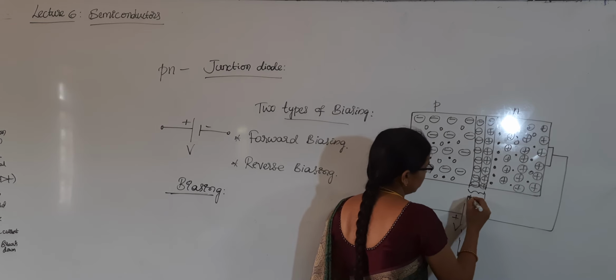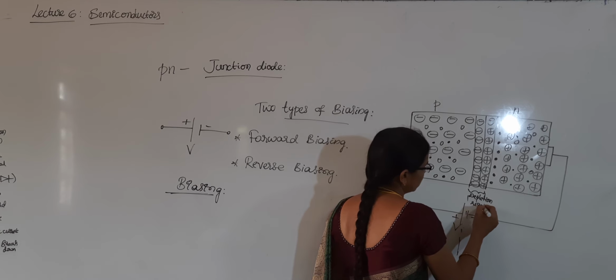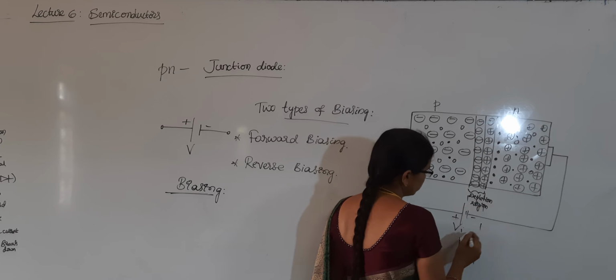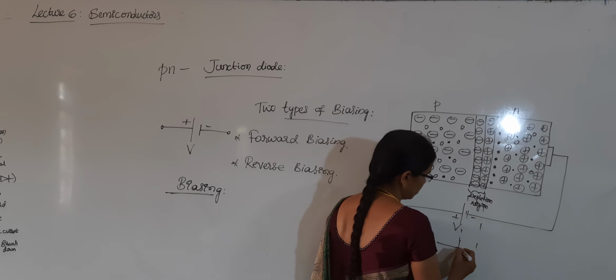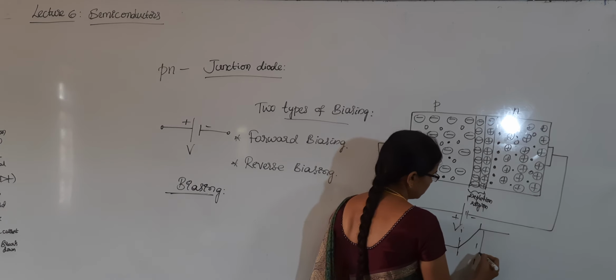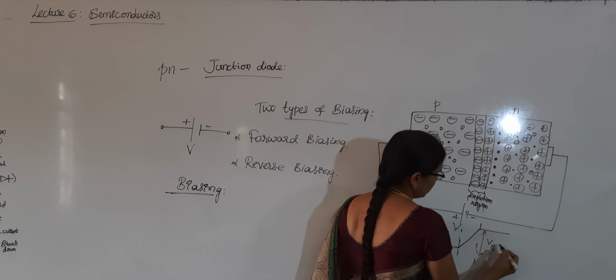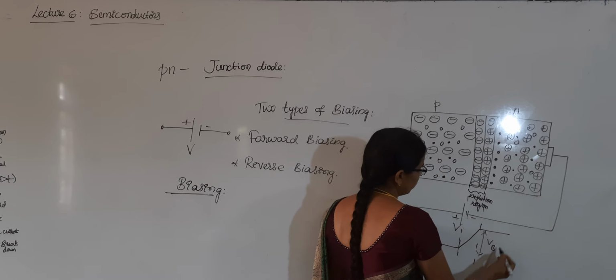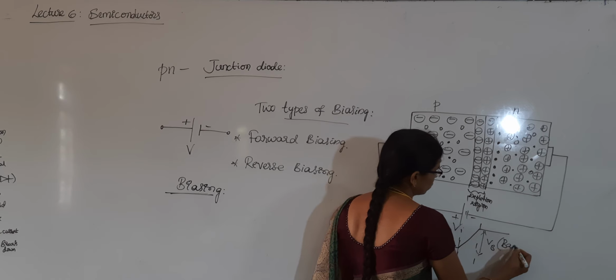And this is our depletion region, the width of the depletion region. This is VB, that is the height of the potential barrier or barrier potential.